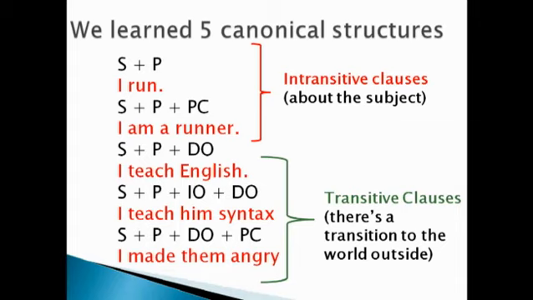And then we have subject plus predicate plus direct object, "I teach English." Subject plus predicate plus indirect object is always possible. The next one, subject plus predicate plus indirect object plus direct object, "I teach him syntax." And subject plus predicate plus direct object plus predicative complement, "I made them angry." And these clauses in green are the transitive clauses.